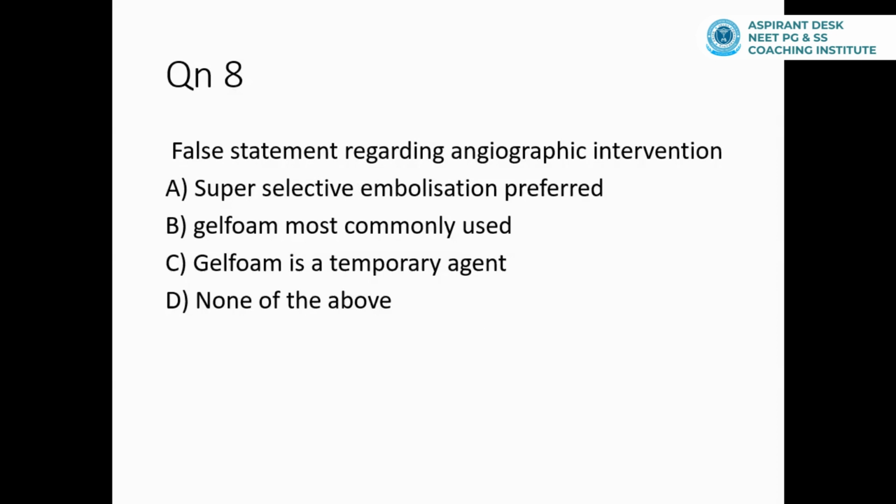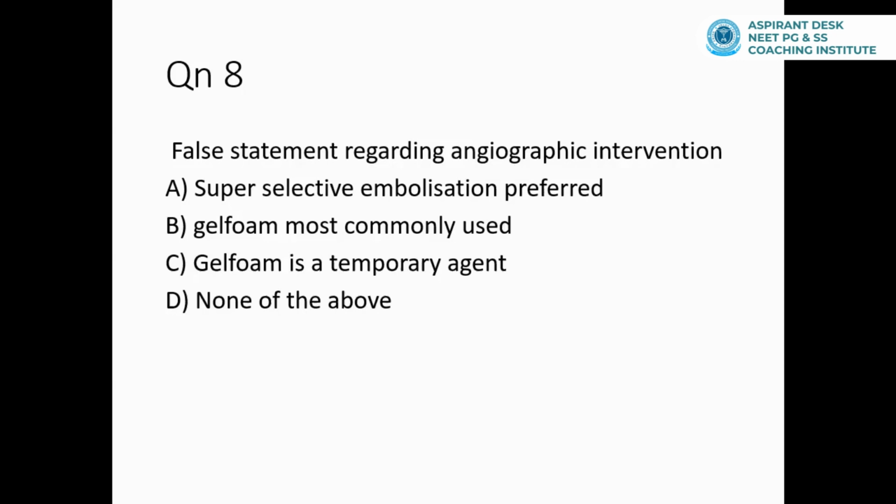The false statement regarding angiographic intervention. Super selective embolization is preferred. Okay, this is the first option. Second option is gel foam, most commonly used. Third option is gel foam is a temporary agent. And fourth option is none of the above is false. All of the above are correct. What is the answer? So super selective embolization is preferred to prevent bowel infarction.